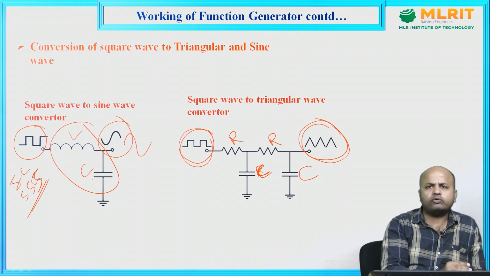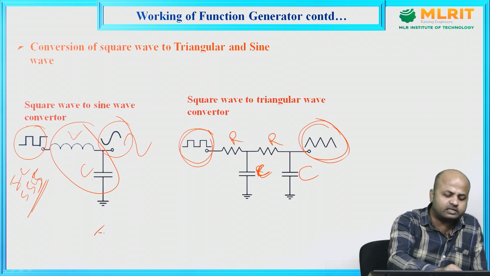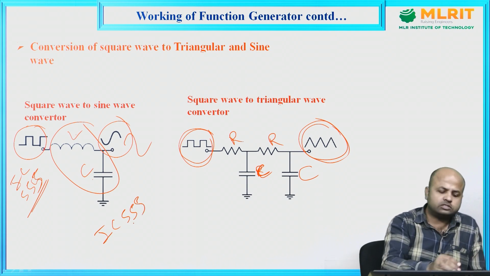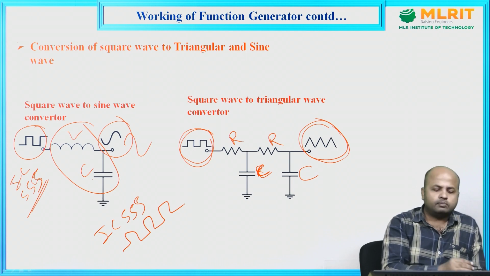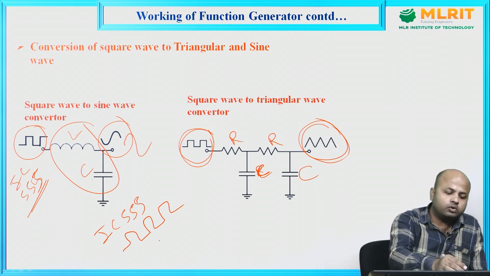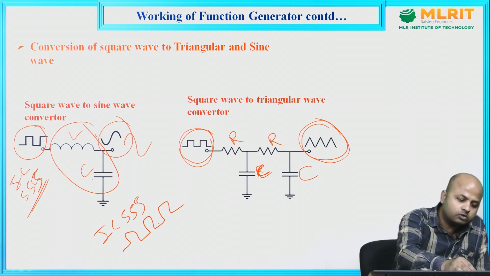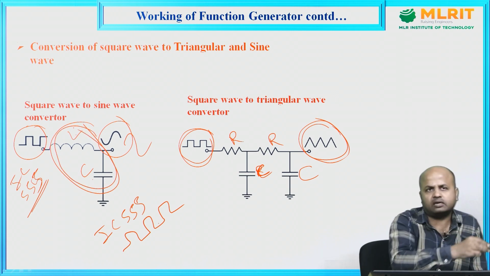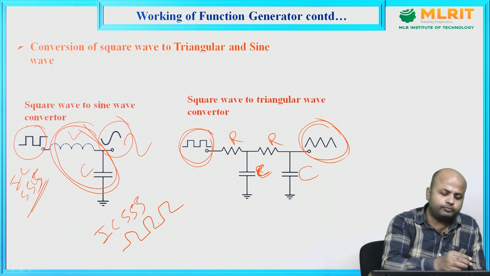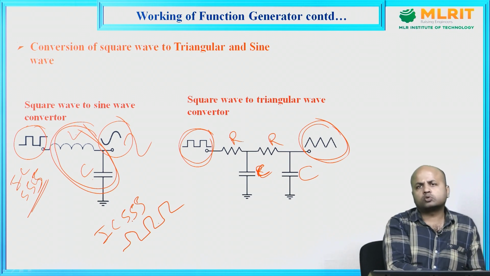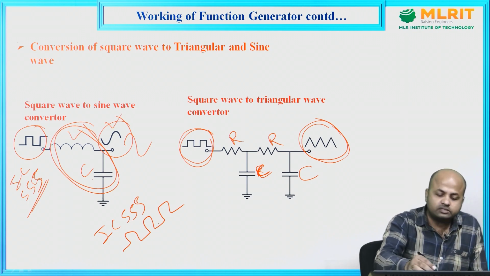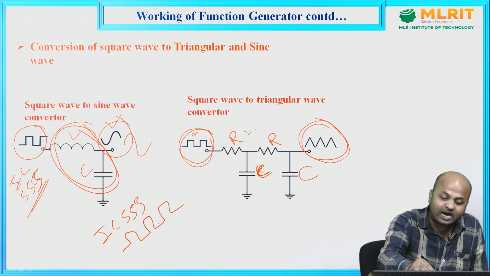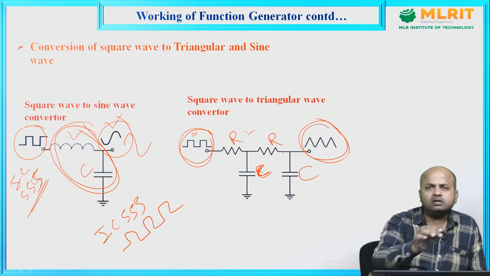So the square waveform we can directly get from IC555. As we have seen previously, the square waveform we can easily get from IC555. But in order to get a sine wave, we have to pass this square wave through an LC filter. If you pass this square wave through an LC filter, you will get a sine wave. If you pass this square wave through an RC filter, then you will get a triangular wave.